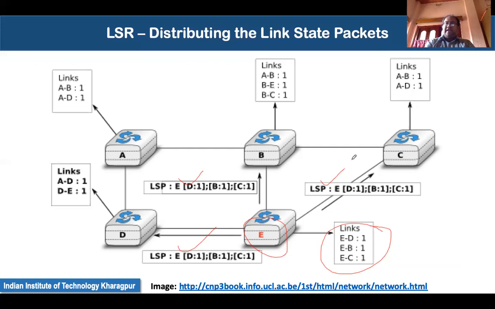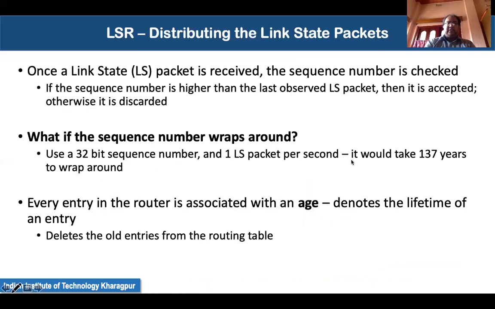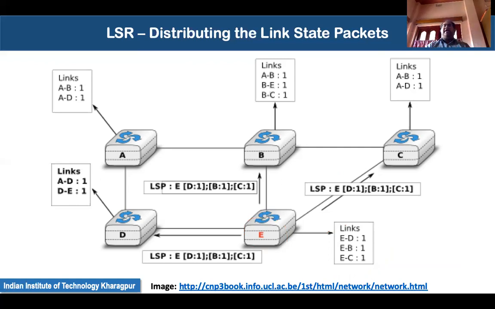Once D, B, and C get that information, they will further rebroadcast it. That way, the information gets propagated in the network, and everyone will be able to construct the network graph out of it. If A finds out that from E there is a link to B with cost 1, from E a link to D with cost 1, and from E another link to C with cost 1, then you can combine this information and create an edge from E to B with cost 1, to C another edge with cost 1, and to D a third edge with cost 1. That way you can construct the entire graph.